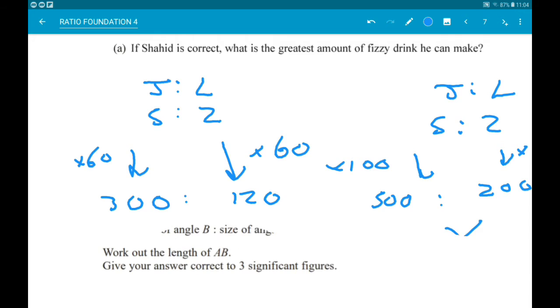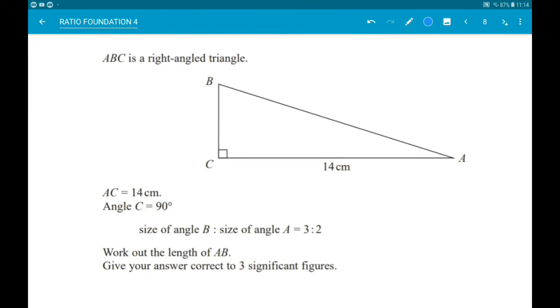of lemonade. Okay, the final question now involves trigonometry, which you may not have learned yet, so I'll put my playlist on it down below in the description. So, ABC is a right angled triangle. AC is 14 centimetres and angle C is 90 degrees. We are told angle B to angle A are in the ratio 3:2, and our job is to find the length of AB, giving our answer to 3 sig figs.